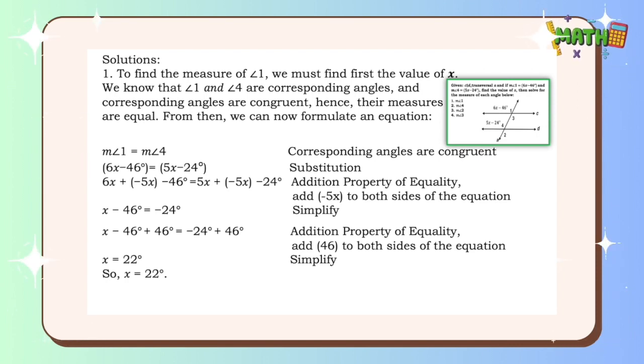We apply the addition property of equality. We add negative 5x to both sides of the equation. Then simplify. We have x minus 46 degrees equals negative 24 degrees. We apply the addition property of equality. So we add 46 to both sides of the equation. Then simplify. So x is 22 degrees.